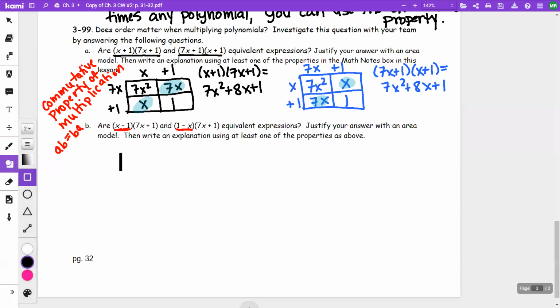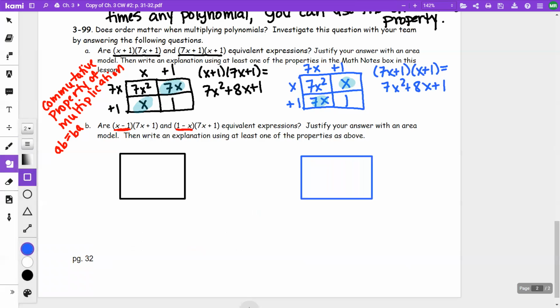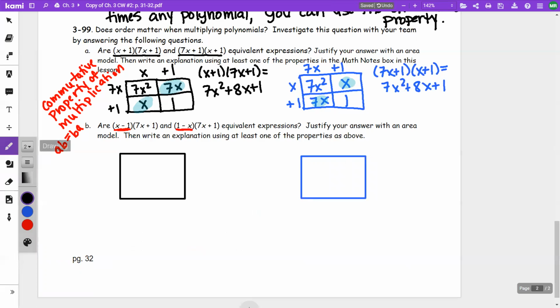So let me do 1 in black and 1 in blue again. And let's see what happens. So for the black one, it doesn't matter which one I put on top, okay? So let's say I put my x minus 1 here and my 7x plus 1 here. Again, that doesn't matter. I could have put them either side. That does not matter.